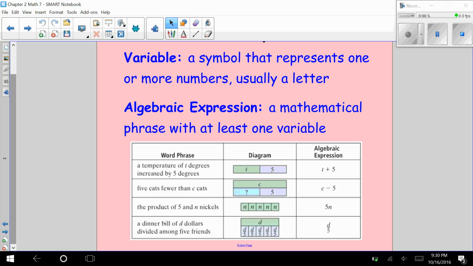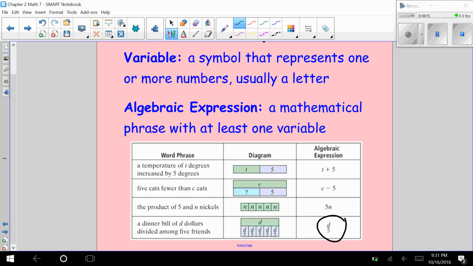An algebraic expression is a mathematical phrase with at least one variable. An algebraic expression does not have an equal sign in it. Some examples of algebraic expressions are T plus 5, C minus 5, 5n, and D divided by 5. Remember, a fraction is the same as divided by.